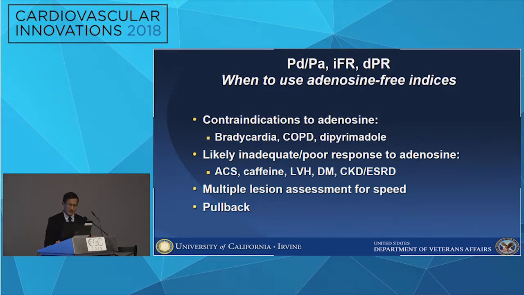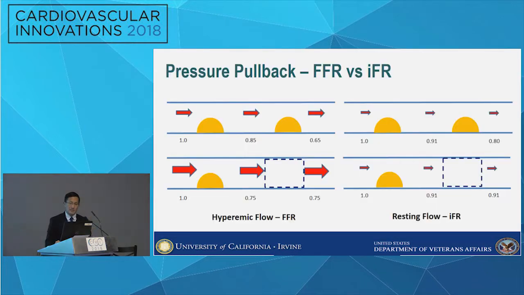So not to get into Emmanouil's talk too much, but when do I use adenosine-free indices? I do it as an initial screening for everybody. But anytime someone has a contraindication to adenosine, bradycardia, COPD, dipyridamole use, an inadequate response to adenosine, at ACS, people who are caffeine drinkers, LVH, diabetes, CKD, or end-stage renal disease, adenosine-free indices may be better for pullback or multiple lesion assessment because it's just faster, and you don't have the potential interplay of multiple lesions.